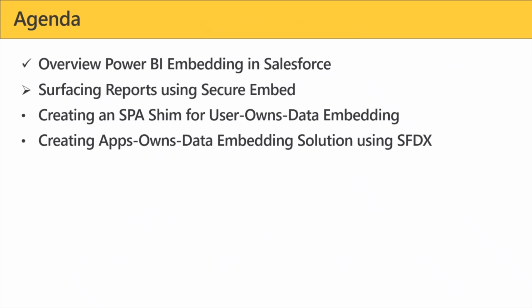So the first one is going to be very simple. The second one, creating an SPA shim for user-owned data embedding, will be relatively simple. And then when we get to the last one, it's going to have a lot more moving parts. It's going to require a much more advanced style of development. And we're not going to spend much time on the first one. We'll spend most time on the second two.